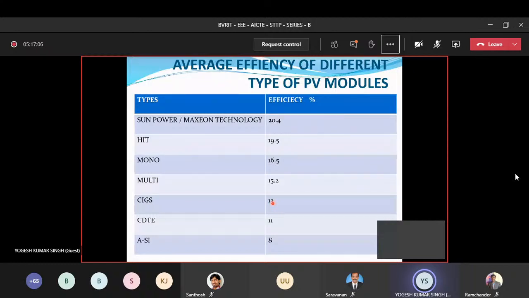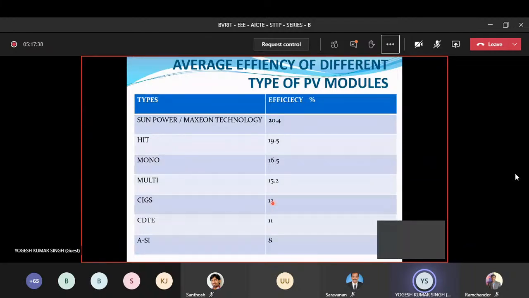Now, how can you decide if your power plant is working in a good or bad condition? If you're talking about the power plant, if the performance ratio value is around 70 to 90%, that means your module is working in a very accurate way. And if the performance ratio value is less than 70%, that means there is some problem with your module. So those are the two major criteria.